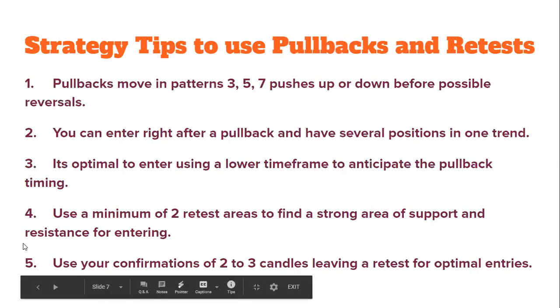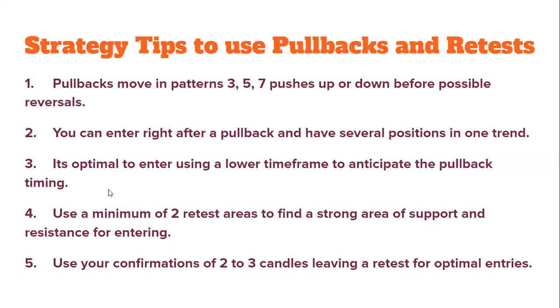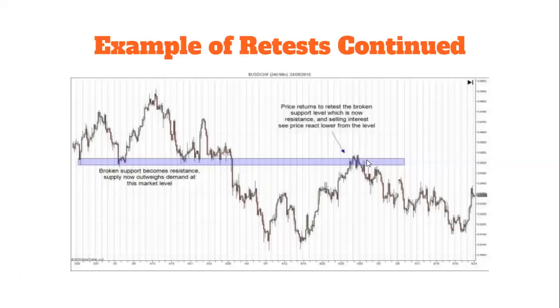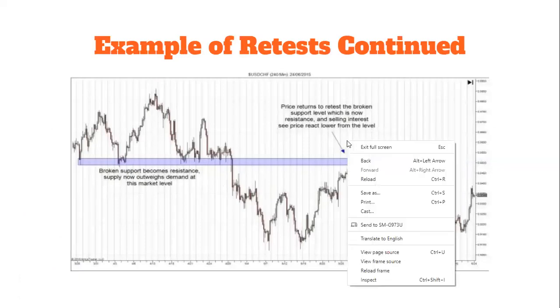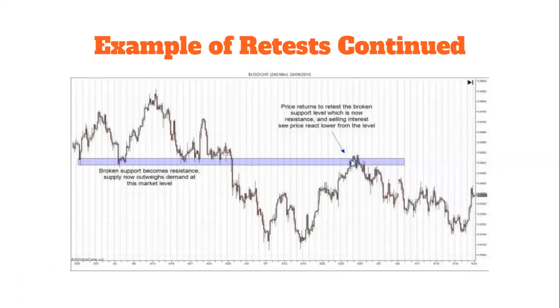All right, number 5, use your confirmations of 2 to 3 candles, leaving a retest for an optimal entry. So what I mean by that is, let me go back to that example. So over here, I'm going to pick here, and I wish I could blow this up a little bit more. Let me see, will it allow me to? Not really. Okay, so it won't let me do it, but I'll pull it up on TradingView. So even though we're in an area of resistance here, where it retested in this area, the question is, well, when do I get in? Because obviously it's leaving to go down in a sell.